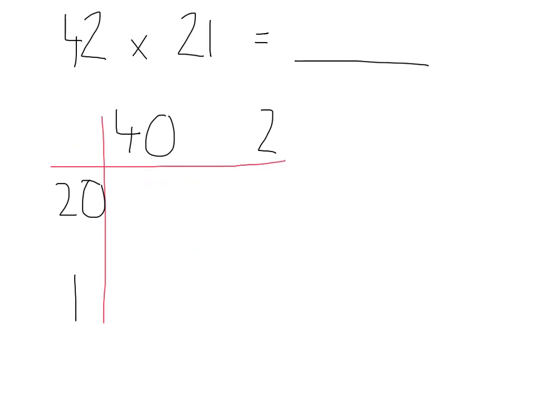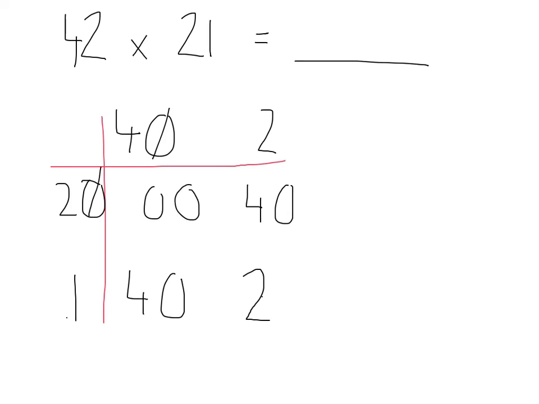Okay, so let's solve those equations. Why don't we start with the easy ones first. So down here, where 1 and 2 meet, 1 times 2 is 2. 1 times 40 is 40. We'll do the easy ones for the 20. 20 times 2 is 40. 20 times 40, so take down our 2 zeros. 2 times 4 is 8. Now we've solved the 4 equations. So that's step 1 done.